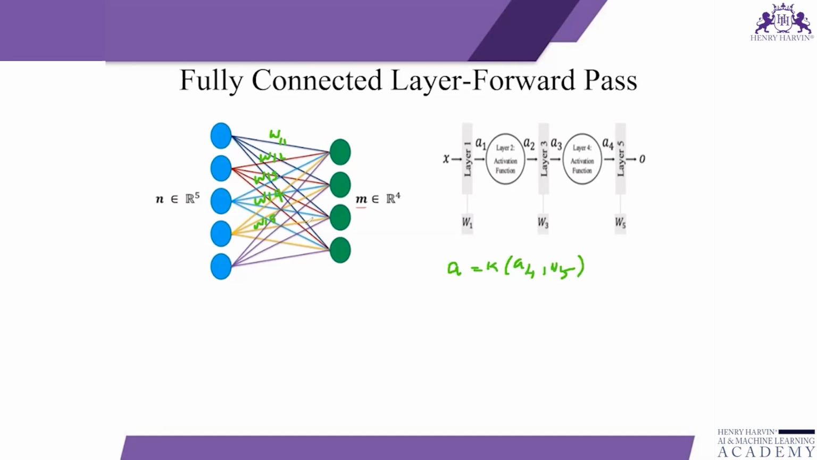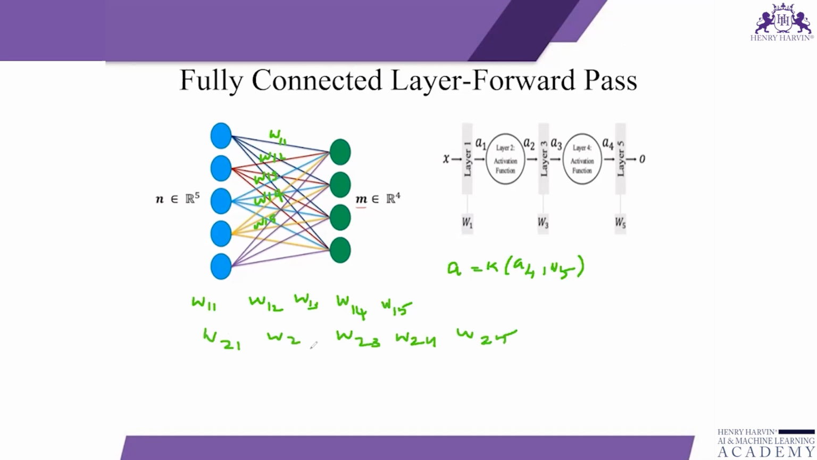Clear? So this is very clear, right? We have seen W11, W12, W13, W14 and W15. Similarly, all the input neurons are connected to the second output neuron using the weights W21, W22, W23, W24, W25. So we can represent everything in a single matrix.